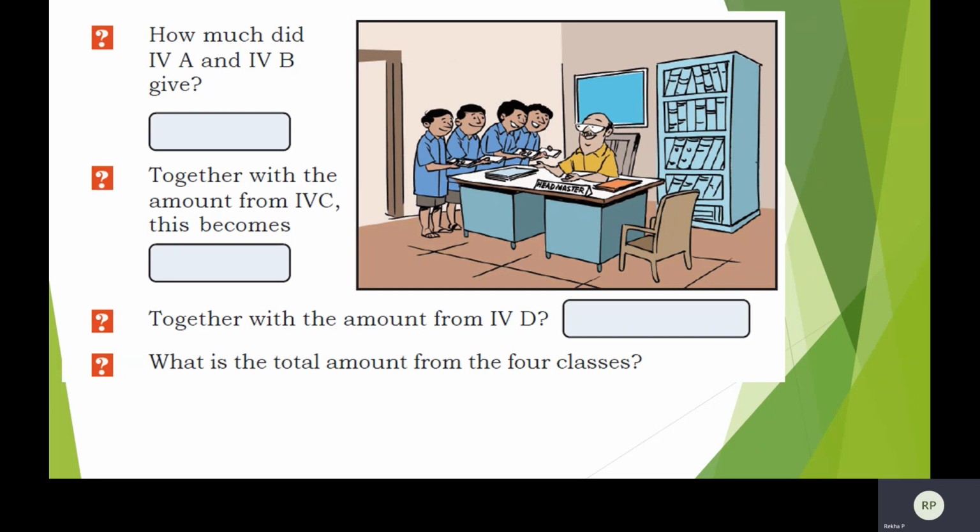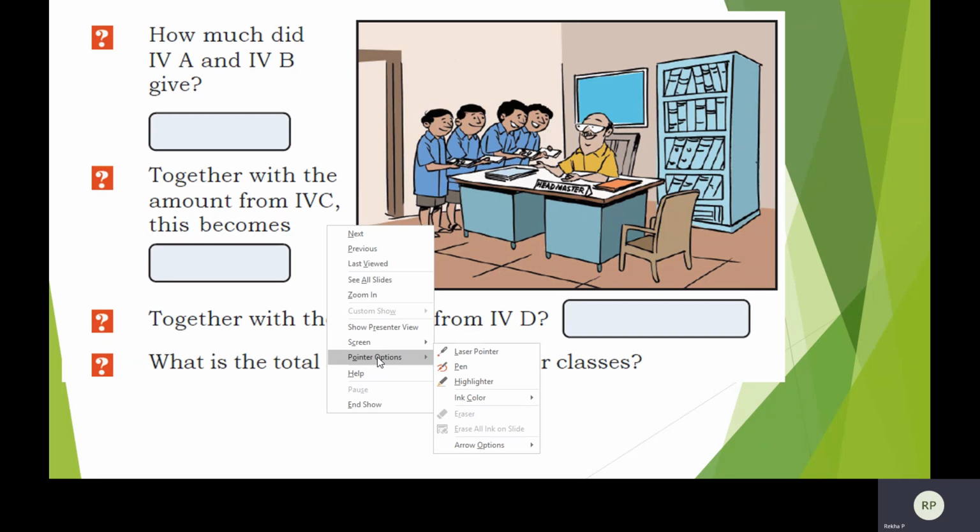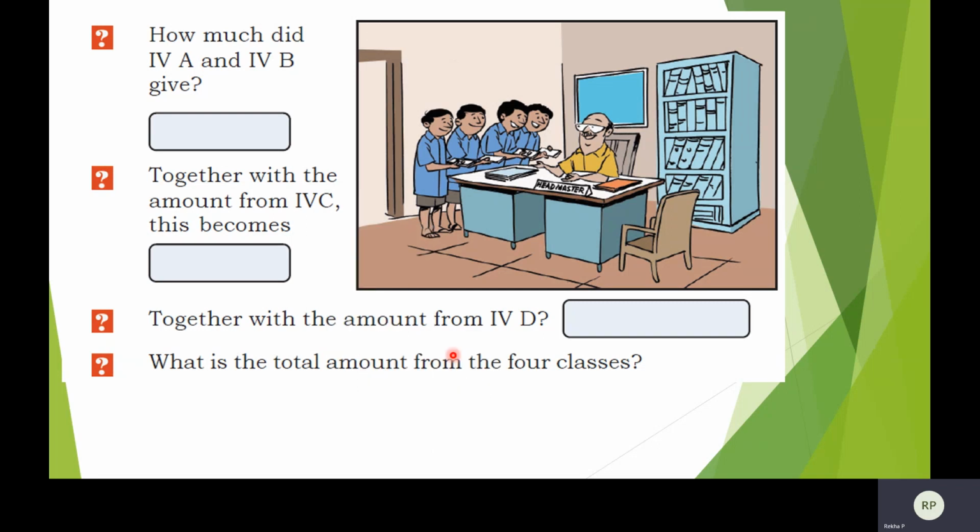So, in the last class, we have seen that students from four different classes collected 1,000 rupees for helping their friend. Each class has collected 1,000 rupees. Now these four class leaders came to the headmaster and are giving the money to the headmaster. So now we have to calculate the total.